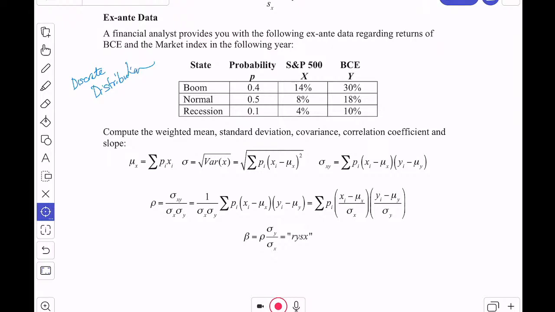So these are the calculations that you'd have to make when data are ex-ante. Again, it's when you have this column of probabilities or likelihood of certain outcomes. So this is called the weighted mean, the weighted standard deviation, and I use this notation. I forgot the X here. I need to fix this handout. And this is the covariance. Notice the symbol sigma xy.